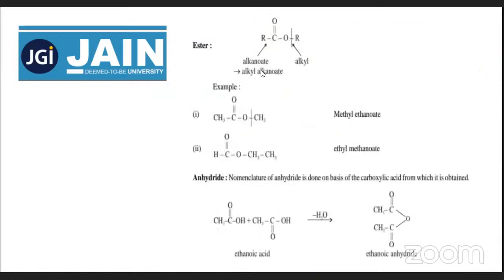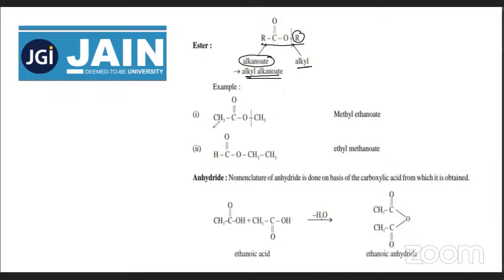Next, esters. The ester's name will be alkyl alkanoate. You have to be very clear in this. Now see, they'll be written in this fashion. After the O, whichever group is there will go as alkyl, and the others will go as alkanoate. Okay, so the name is written as alkyl alkanoate.